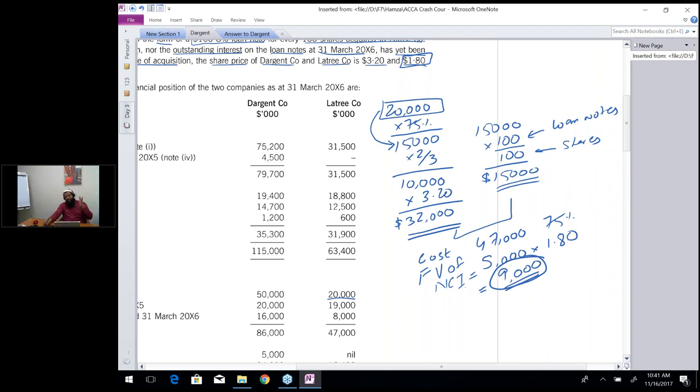So subsidiary's shares were total 20,000. We have acquired 15,000. So the remaining is 5,000, which belongs to NCI. And each share is of 1.8. So the total value of NCI would become $9,000. So this is the value that would belong to NCI.